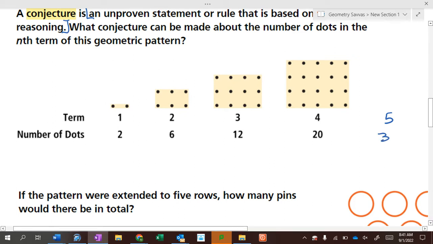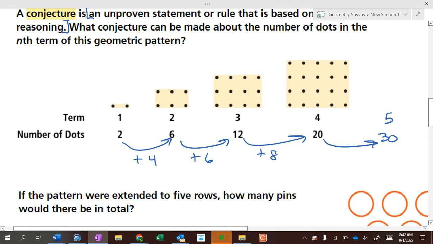I trust 30 as a guess. Okay, more than one way to do this. What happened from 2 to 6? I go up by 4. What happened from 6 to 12? I go up by 6. What happened from 12 to 20? Go up by 8. 20 to 30, I go up by 10. Okay? Go up by 10.